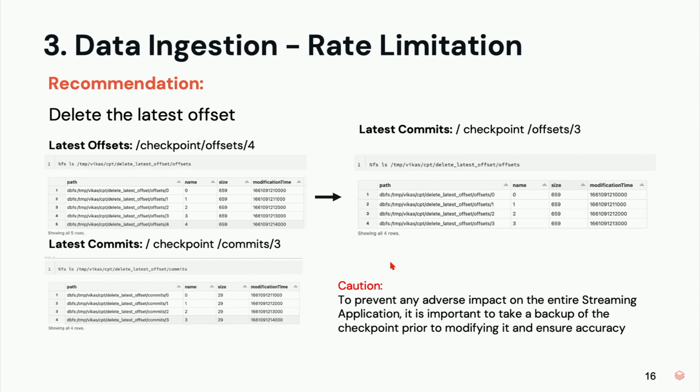If you are very particular about the rate limitation we gave being applicable in the first batch itself when you start the application, then we have to be a little cautious about the checkpoint offset folder and commits folder. We have to compare both the latest offset and the latest commit. If there is any mismatch, if the offset file is greater than the latest commit file, then we have to delete the latest offset file. So be cautious while you're doing it in production. Please take a backup. Otherwise, there will be negative consequences with this.